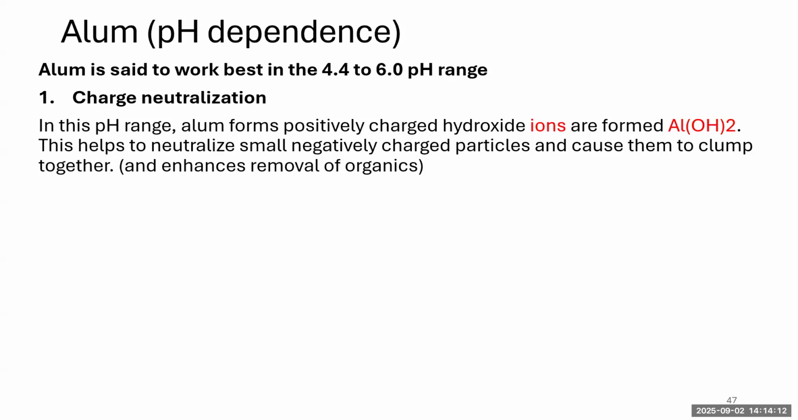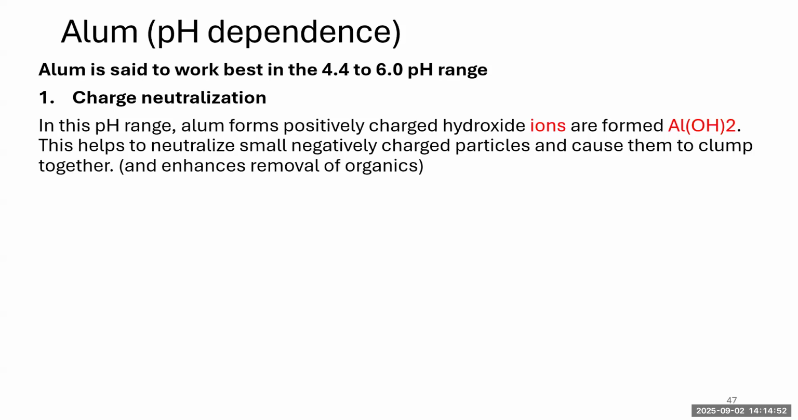Well, it has to do with the way the hydroxide ion forms. Alum is reacting with the alkalinity in the water, and it can form hydroxide ions at a lower pH. At a higher pH, it forms hydroxide particulates, which is in the form of kind of like a sticky gel. So at this low pH, it creates these hydroxide ions, aluminum hydroxide 2, and it has a little plus over it if you see these ions. So these are not particles, they're ionic.